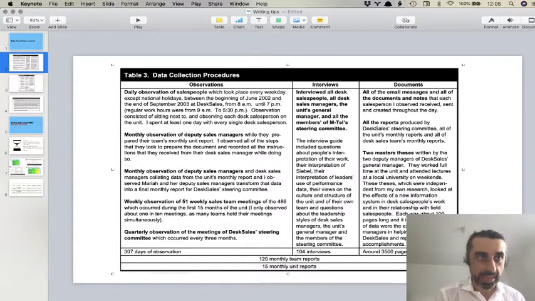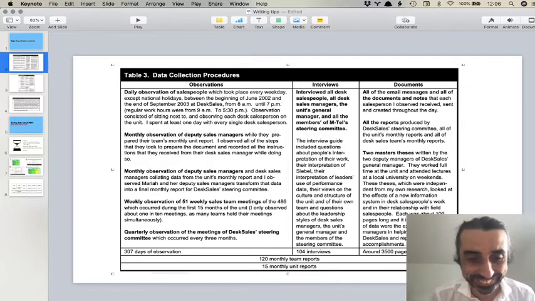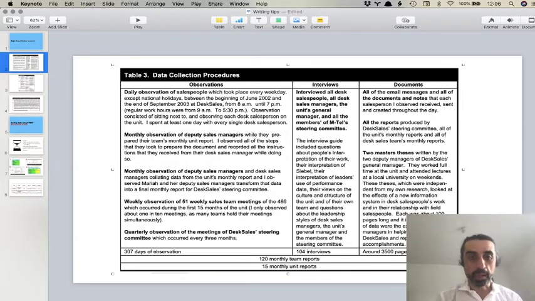Why is it not a high N? Because N is an instance of a phenomenon. 307 days of observation are not 307 instances of a phenomenon, unless you are studying ethnographic fieldwork itself. I spent 307 days in the field, so I have 307 points of data about doing ethnography in the field, but normally that's not what you're doing, right? Unless you're in social studies of science, that's fine, but that's not what you're doing. Okay, so where's my big N here?